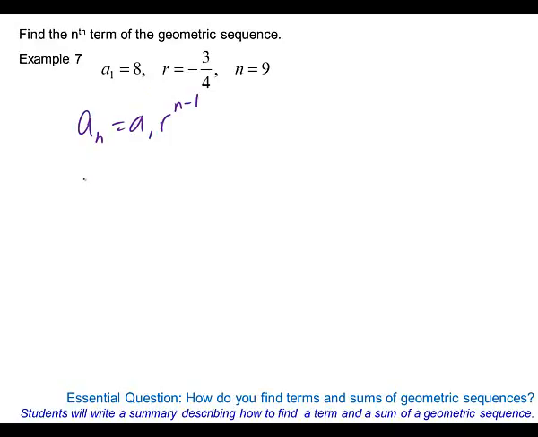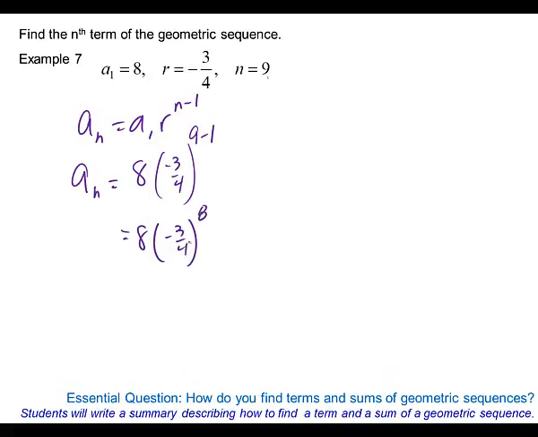So what is my first term? 8. Good. What's my ratio? -3/4. I'm going to write it out this time, but after this I'll probably do the work in my head. My n value is 9 minus 1, so we would do 8 times -3/4 to the 8th power. That is not something I expect you to do without a calculator, so go ahead, grab your calculator. If you can get a fraction, great, but I'll take either or both answers today, in fraction or decimal.